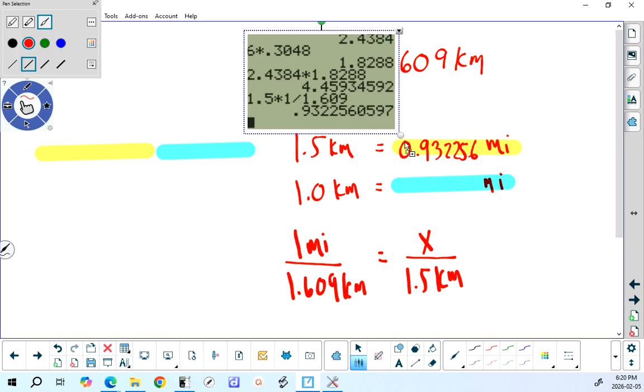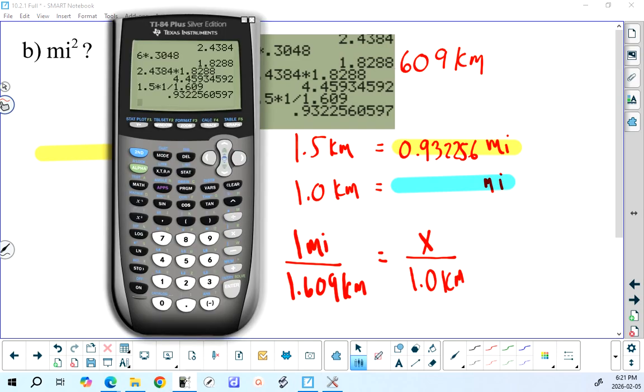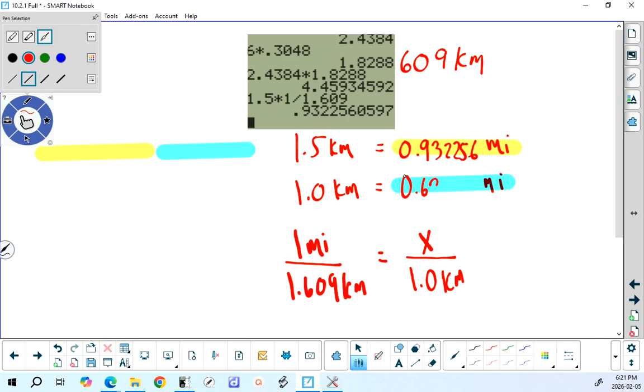Repeat the process, but this time what we're going to use is 1.0 kilometers. So 1 times 1 divided by 1.609. Gives me 0.6215 miles, and we need to multiply those together.